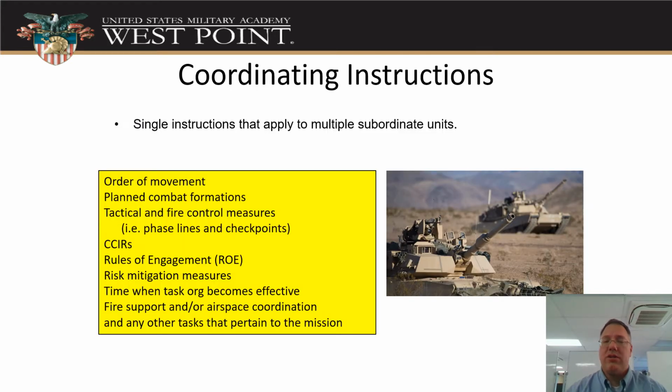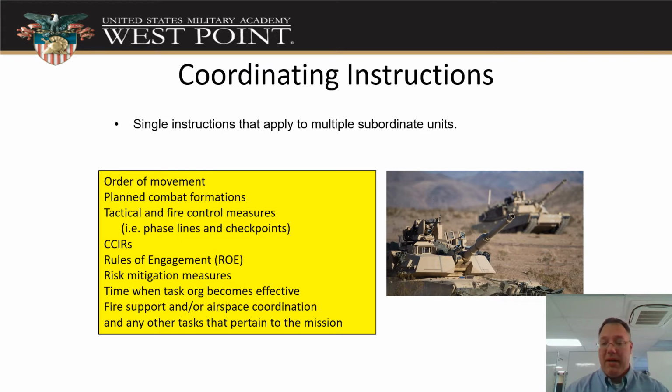A coordinating instruction is a single instruction that's going to apply to multiple subordinate units. We're coordinating between them, coordinating their action, either because we're telling them to do something together, or we're just telling everyone it applies to the whole platoon and they all need to know. There are some examples here in the yellow box. The order of movement is a coordinating instruction. Everybody needs to know what that whole thing is.